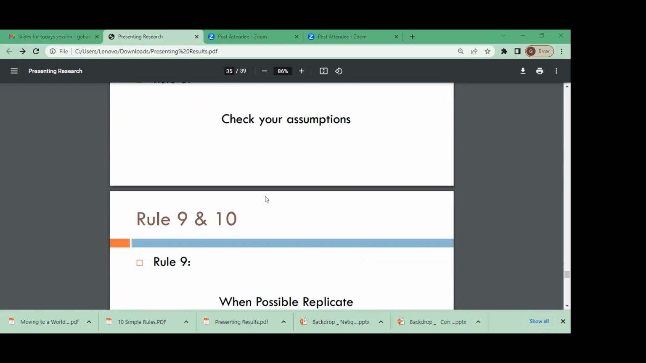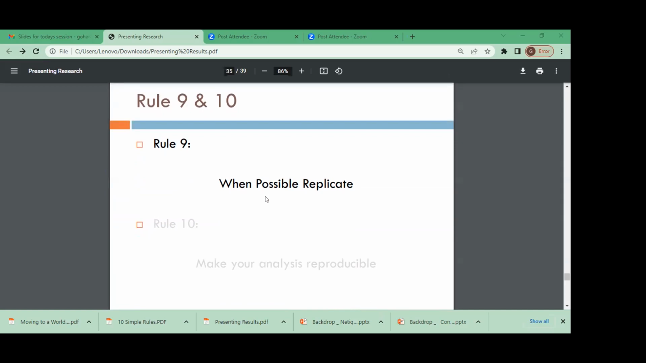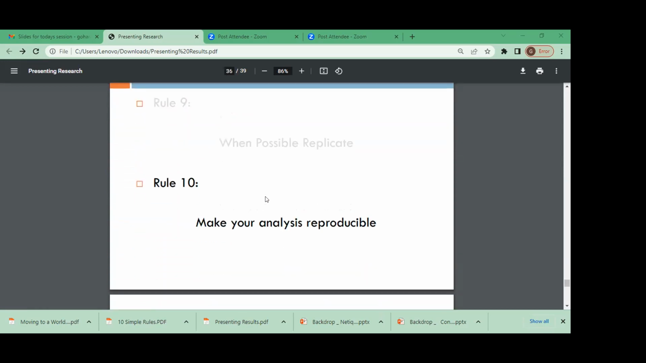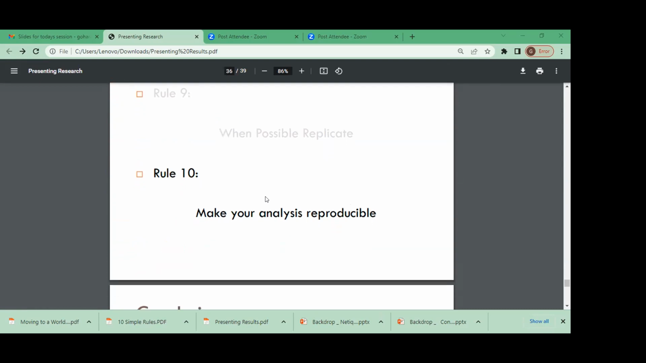Rule number 9 is when possible, replicate. When possible, replicate your results, right? And rule number 10 is make your analysis reproducible. I've talked about both of these things earlier.